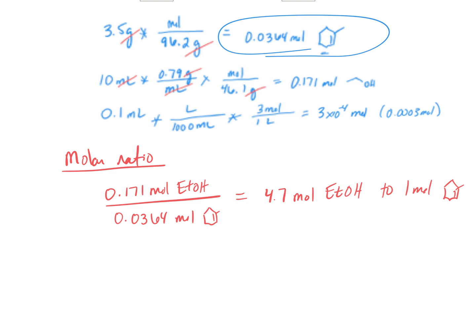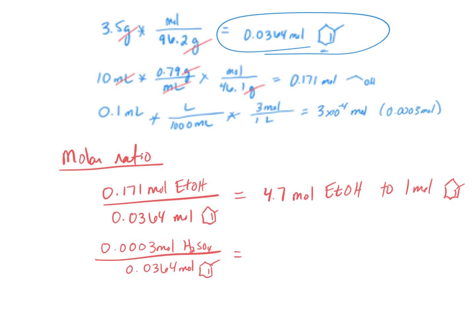Let's now do the same thing for our H2SO4. We have 0.0003 moles of H2SO4 for every 0.0364 moles of methylcyclohexane. That gives us a ratio of 0.008, give or take, moles of H2SO4 to 1 mole of ethylcyclohexene. Okay, so now we have our molar ratios.